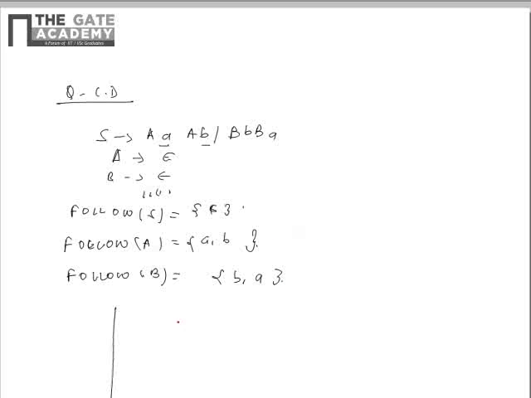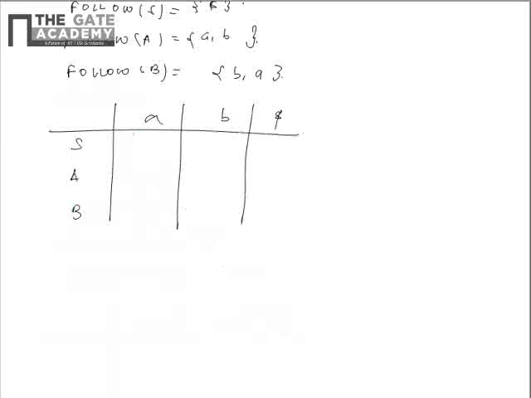So now we have to construct the table for the LL(1). Okay, A, B, dollar, S, A, B. So this will belong to this part. This will be this. So this is the table for LL(1).